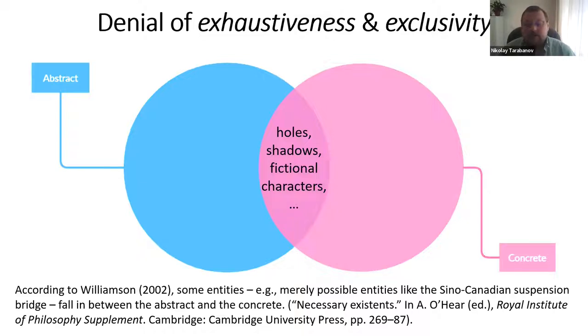For example, holes, shadows, fictional characters, etc. And as you can see below, according to Williamson, some entities fall in between the abstract and the concrete. Anyway, all these considerations still say nothing about which objects fall on either side of the divide in question, as well as possible intersection cases. So we should clarify what we mean by abstract and concrete.